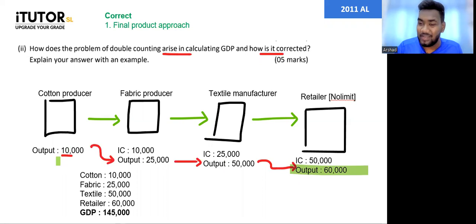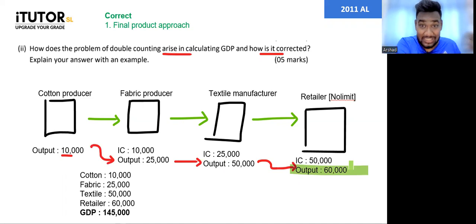Everything is included, right? Because this 10 is there in this 25. This 25 is there in this 50. This 50 is there inside the 60. So it's already inside, no? So therefore, you ignore everything else and you only consider what, guys? You only consider the final good. That is one way of avoiding the double counting error.